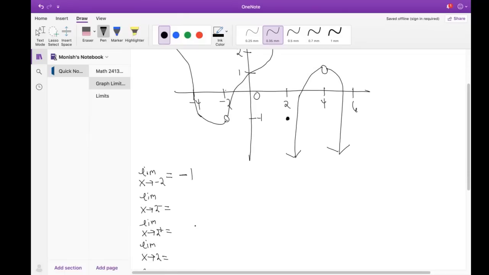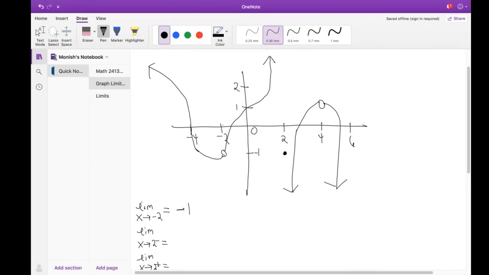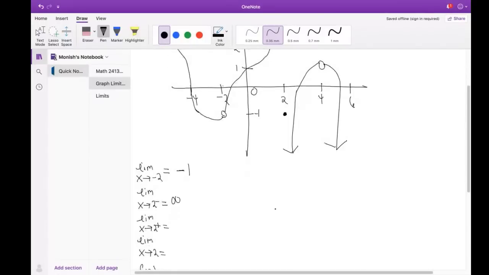-1. Now the next ones are at 2 from the left and 2 from the right. Okay, so if we look at the limit as x approaches the value +2 from the left, we see that it's going towards positive infinity. And if we see x approaching 2 from the right side, we see that it goes to negative infinity.